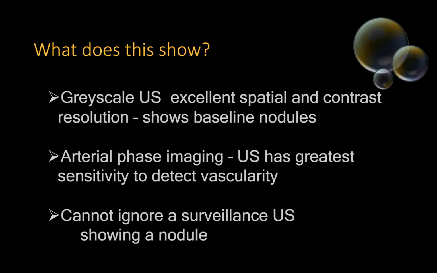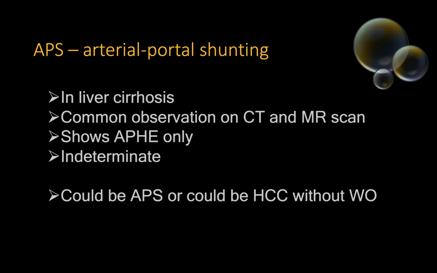Well, it shows us that grayscale ultrasound has excellent spatial and contrast resolution. And so we're very good, in fact, at looking for baseline nodules. Furthermore, arterial phase imaging on ultrasound has the greatest sensitivity to detect vascularity of any of the three cross-sectional imaging modalities, and that's ultrasound, CT, and MR scan. Therefore, if a patient has a positive surveillance ultrasound, it's inappropriate to ignore it on the basis of a negative CT or MR scan. So let's talk now about arterial portal shunting.